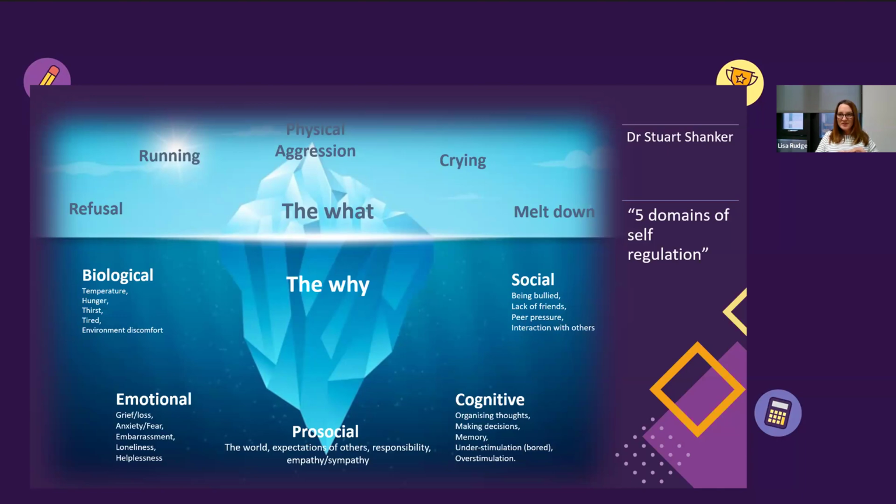Expectations of others comes into this part. So what do we expect of those children in our classrooms? What do they think we expect of them? Again, what do their parents expect? What does the child think their parents expect? How do they see their role in the classroom, in the school, in their family?